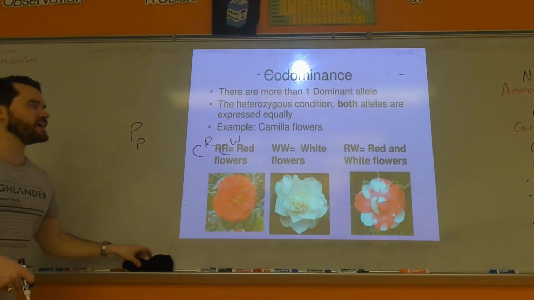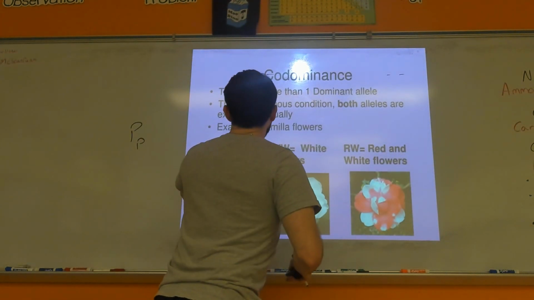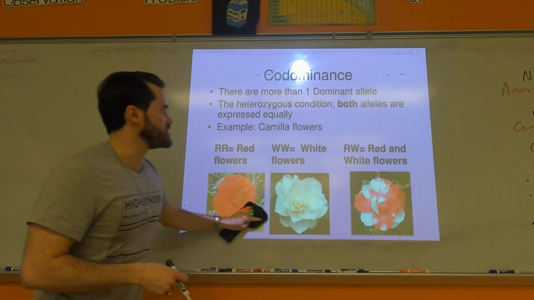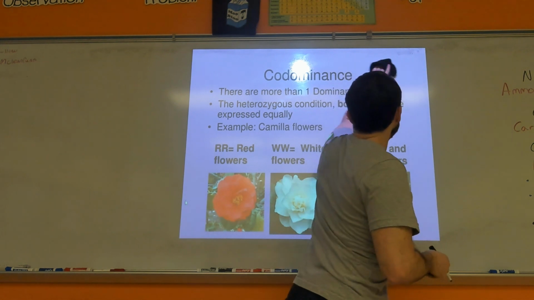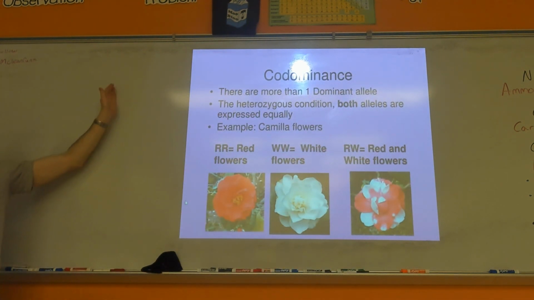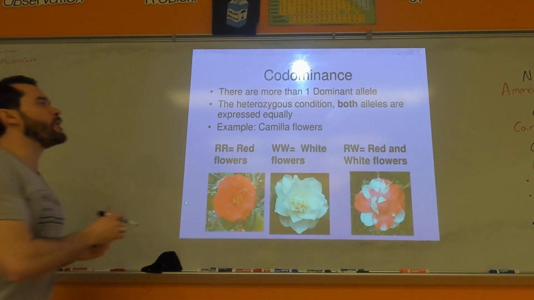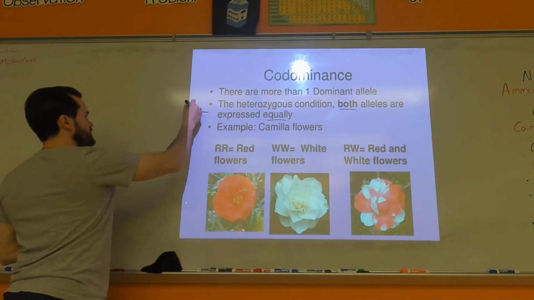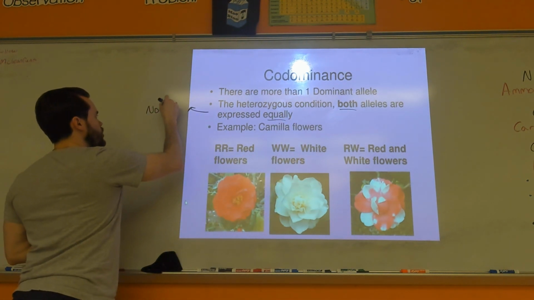All right, then codominance. This can be a little tricky, I found, for students to differentiate the two. In codominance, there is more than one dominant allele. There still is more than one dominant allele in incomplete dominance. But what's happening in codominance is both alleles are expressed equally. In other words, there's no blending.